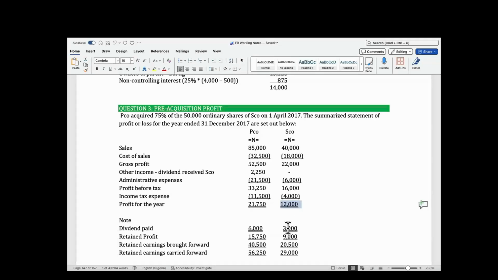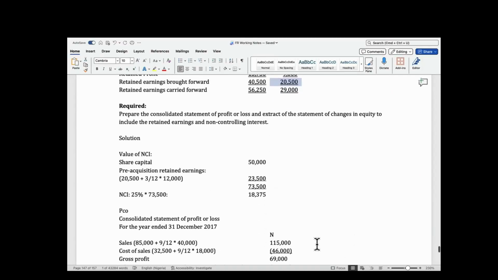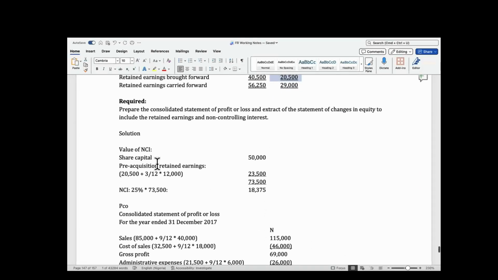That will be added to this 25. Okay, I did the workings for you. So I did share capital, 50,000. Pre-acquisition retained earnings: the retained earnings brought forward of the subsidiary plus 3/12 of 12,000. So that gave me 53,500. So I get net asset acquired. Using proportionate share, I did 25% of that, which gave me 18,375. And that is the value of NCI.